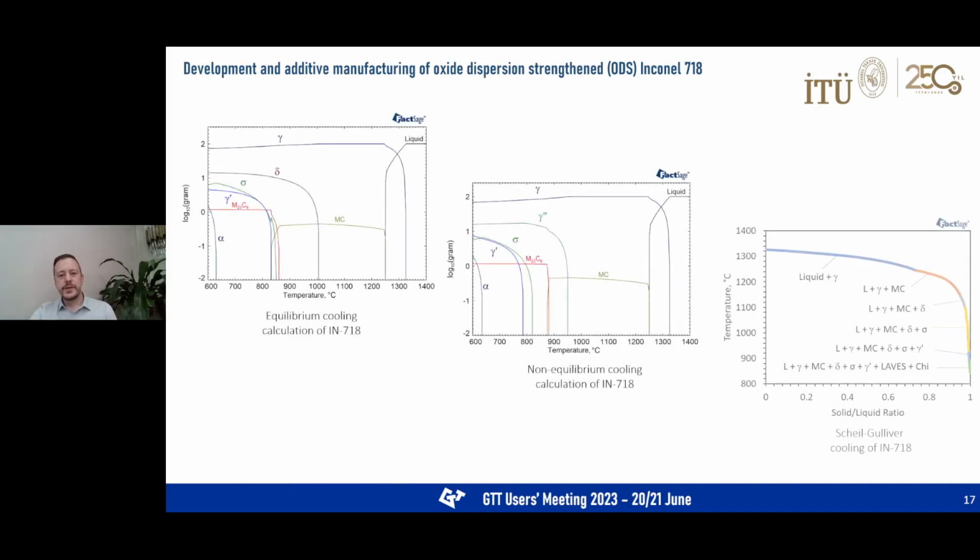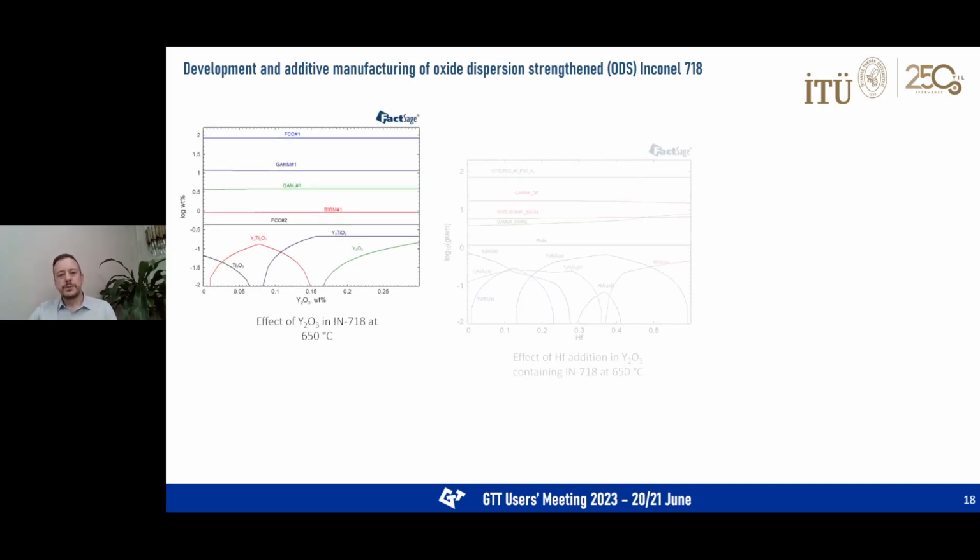In the study, prior to experimental work, first we created equilibrium, non-equilibrium, and Scheil-Gulliver calculations by FactSage to predict the phases of the Inconel 718 alloy upon cooling and to estimate the possible heat treatment temperature range of the ODS alloy. The metastable gamma double prime phase was added to the non-equilibrium calculations from the MatCalc Open Database.